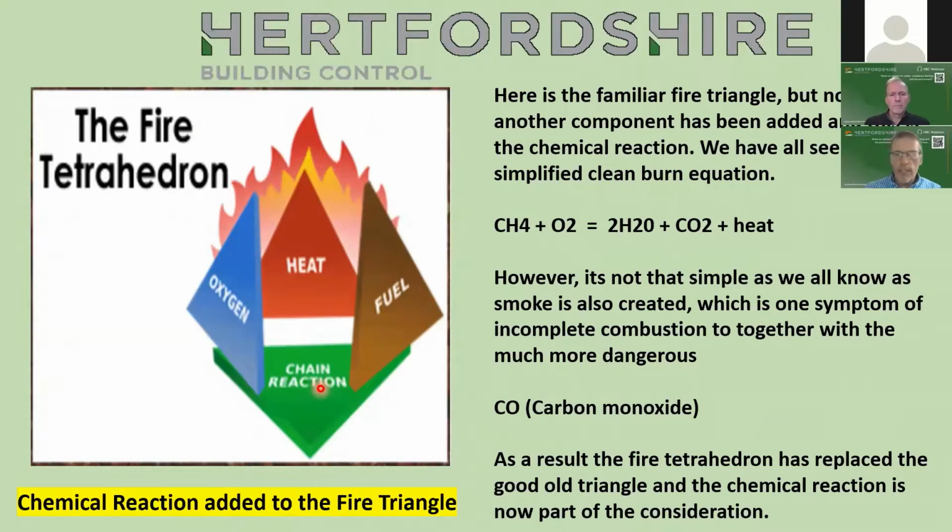the combustion process. We've all seen this formula here, the CH4 plus O2. Now CH4 is methane, O2 is obviously oxygen, H2O is water, CO2 is carbon dioxide, and because it's an exothermic reaction, you get heat. Now that's a clean burn. The only way you'd ever get a clean burn is if you actually had a premixed flame. You know, a diffuse flame wouldn't burn clean. And basically, we all know that smoke's created, and that's where it starts getting a little bit complicated.